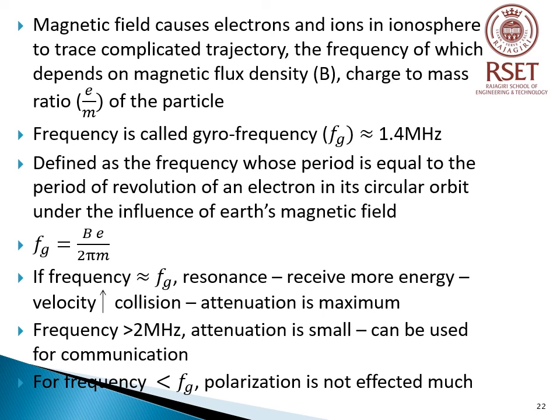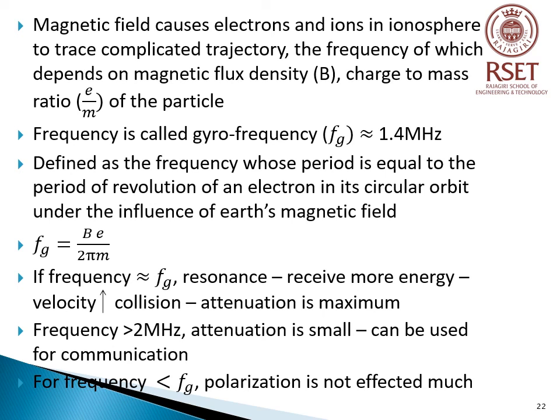If the frequency of incident radio wave is equal to the gyro frequency, or if it is close to the gyro frequency, then there is a resonance phenomenon and the oscillating electrons receive more and more energy from the incident wave. As a consequence, their velocity increases and they describe larger and larger orbit as seen in figure B in the previous slide.